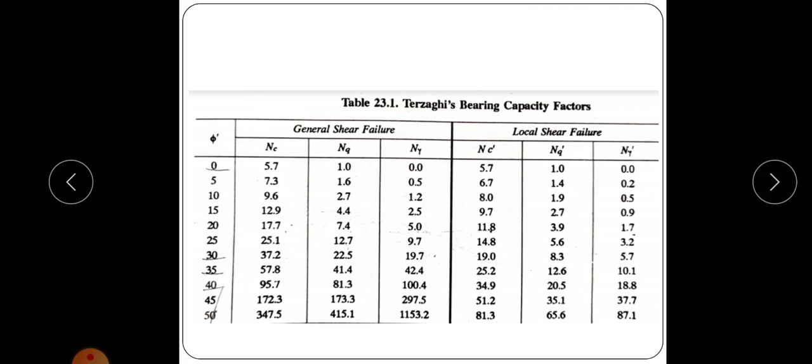If it is not given, they will provide the table. Okay, so you don't need to learn these values by heart, but for phi equal to 0 you have to learn this value by heart. I have explained that in the last lecture: for phi equal to 0, Nc is 5.7, Nq is 1 and N gamma is 0. You should learn these values by heart.